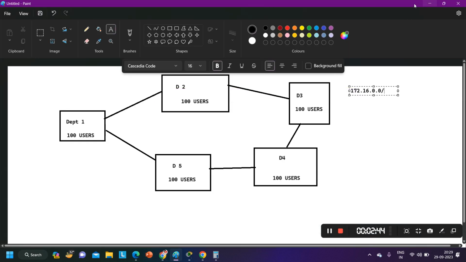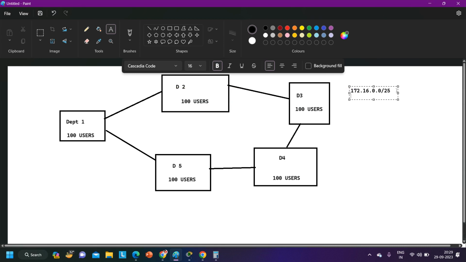/25. Slash 25. Yes, /25 is totally fine. 127 IPs, out of which we have only 100 users, right? Okay, great. Tell me what will be the first network ID?